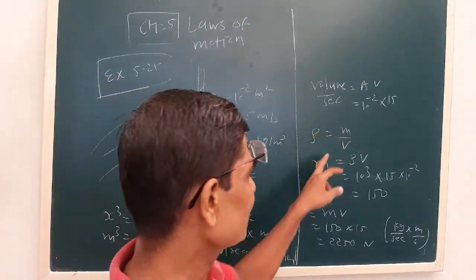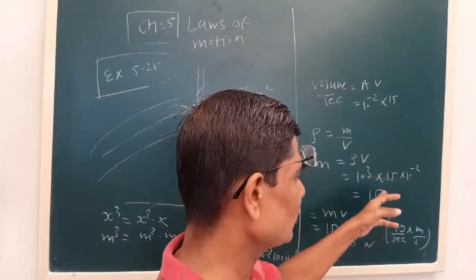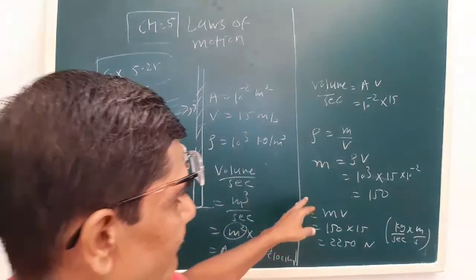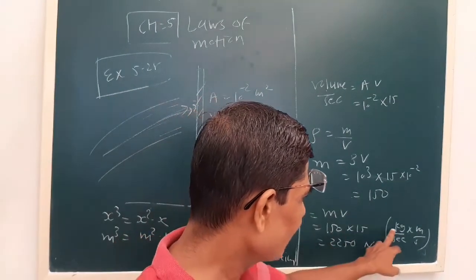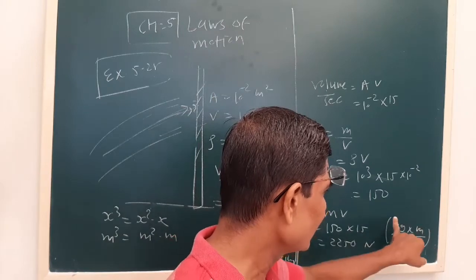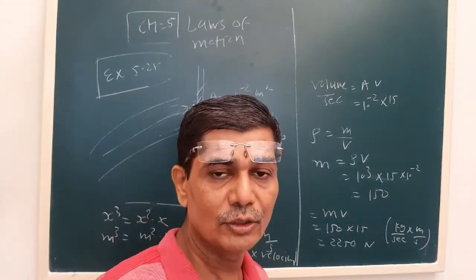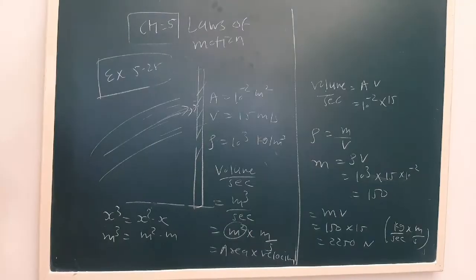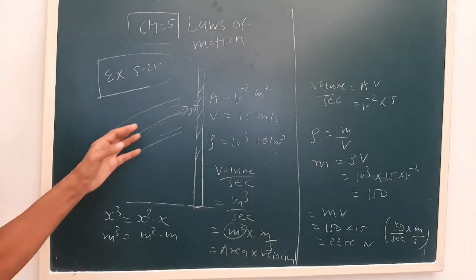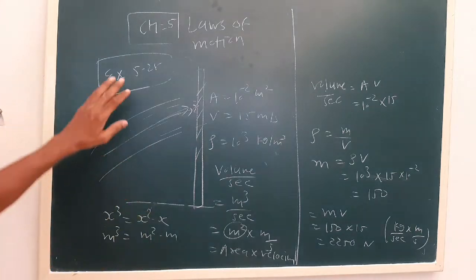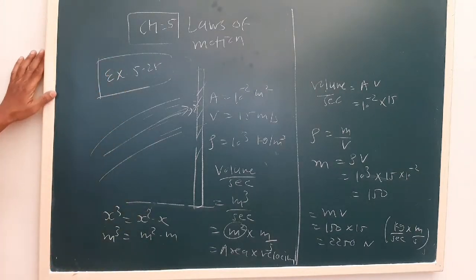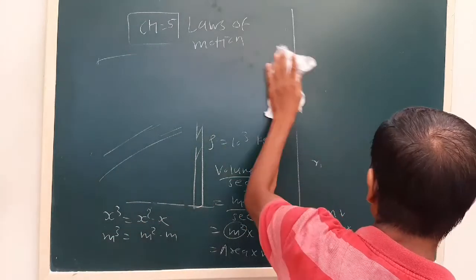Now density is mass upon volume. So mass we have obtained. Actually this is kg per second. Now mv, this is kg per second, 150. Velocity is meter per second. Kg meter per second square is Newton. So this is how the force exerted on the wall by the flow of the water is 2250. So this is nothing but our exercise number 5.28. Now see next is exercise number 5.29.